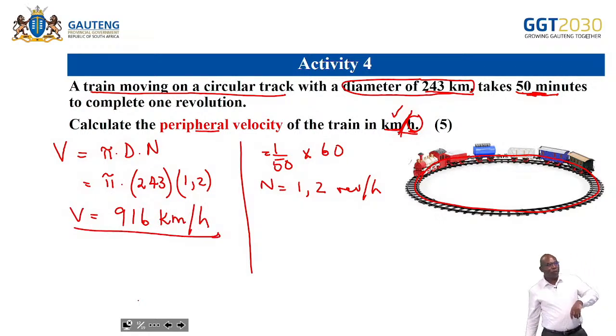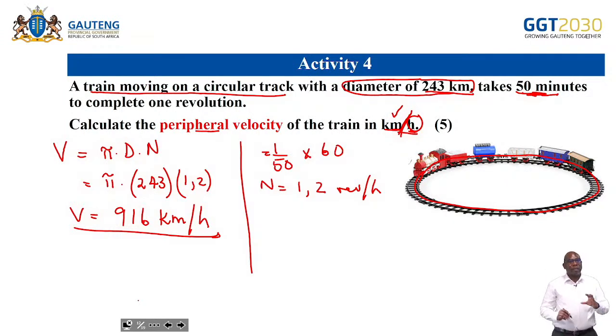So can you see, for it to complete the circular track, which has a diameter of 243, it needs to be traveling at 916 kilometers per hour. This should be a bullet train, because that speed is very fast.